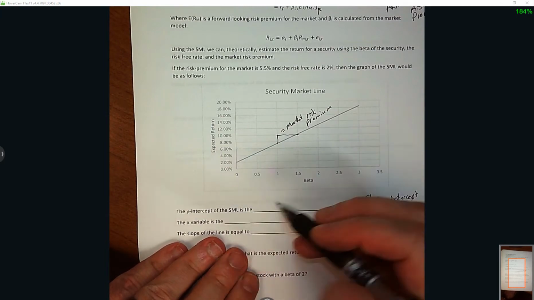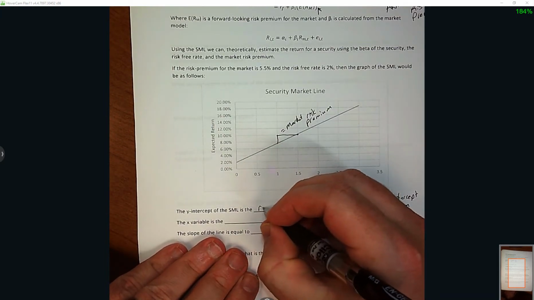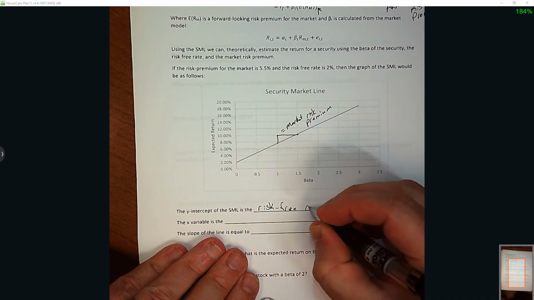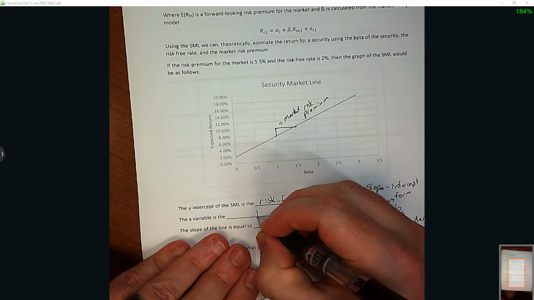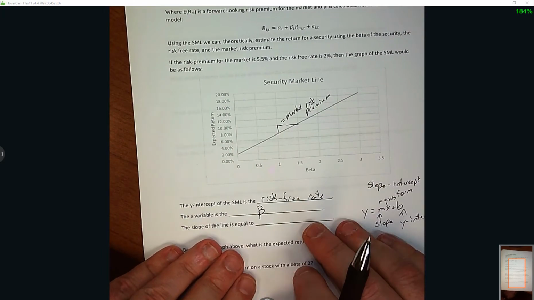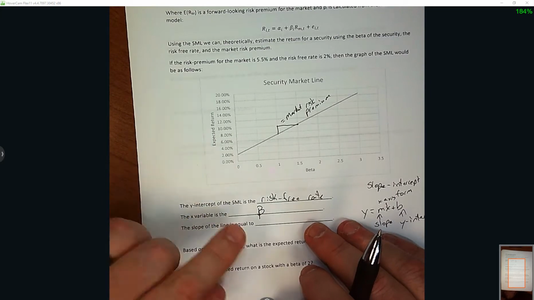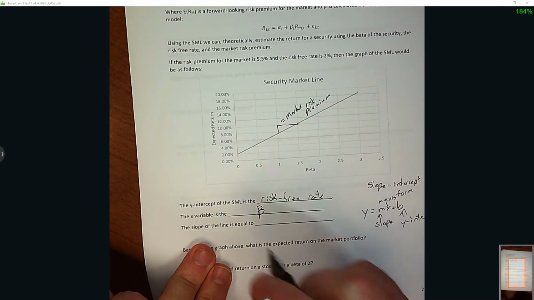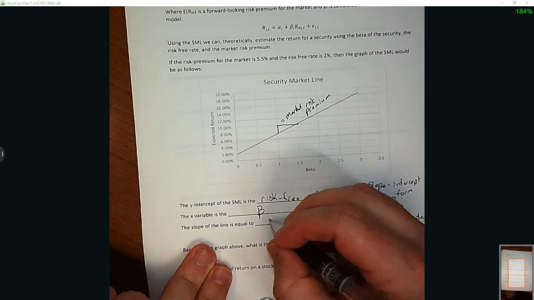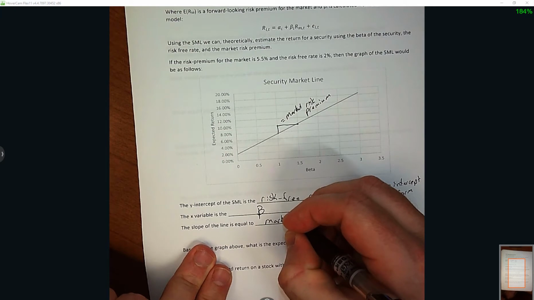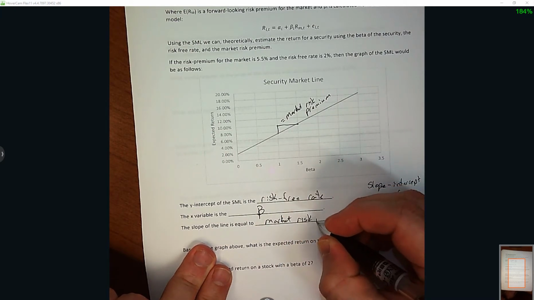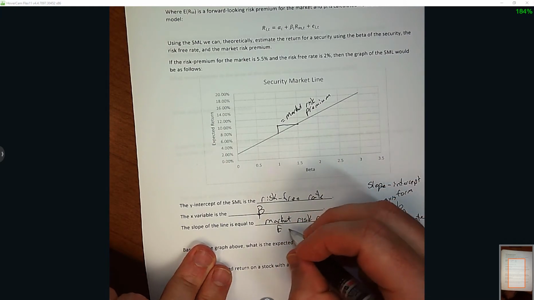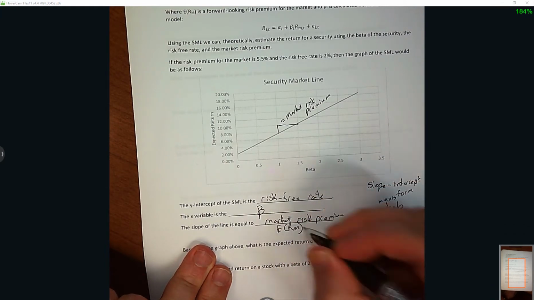So the y-intercept of the SML is the risk-free rate. The x variable is the beta, and that is the capital symbol for beta in Greek. The slope of the line is equal to the market risk premium. And this is E[R_M], the market risk premium.